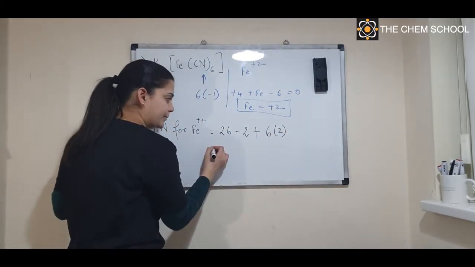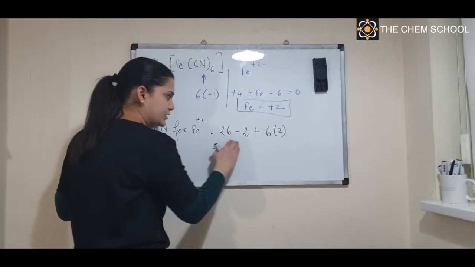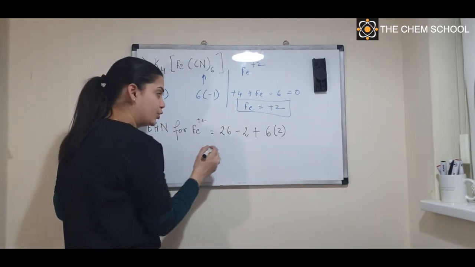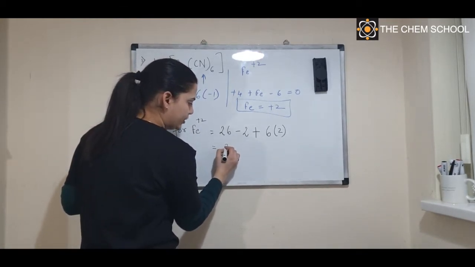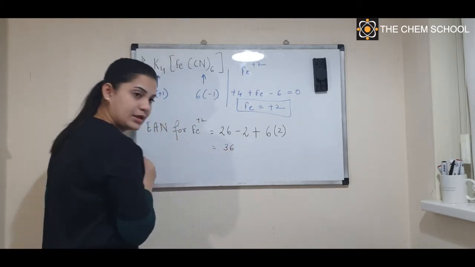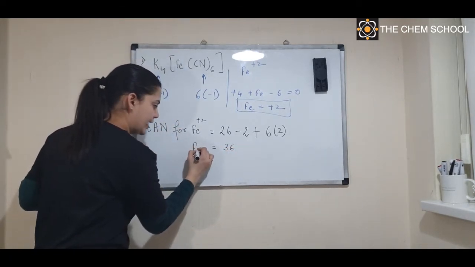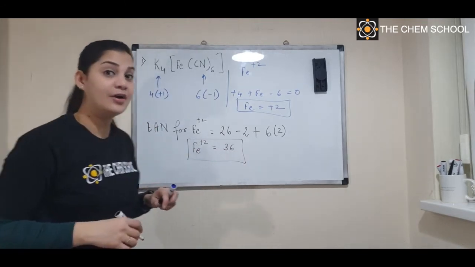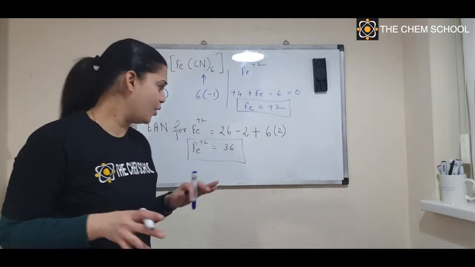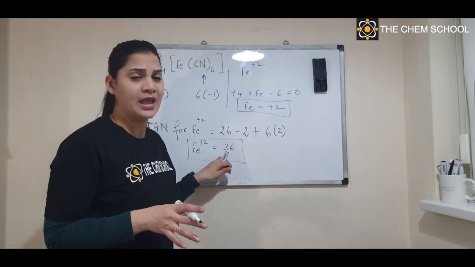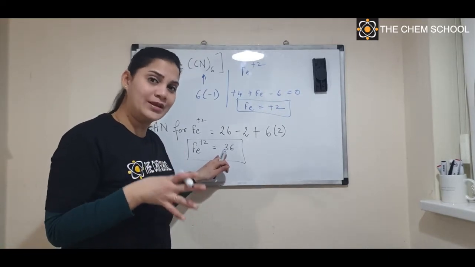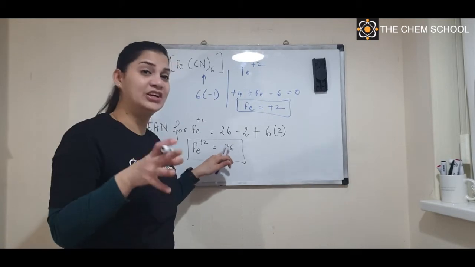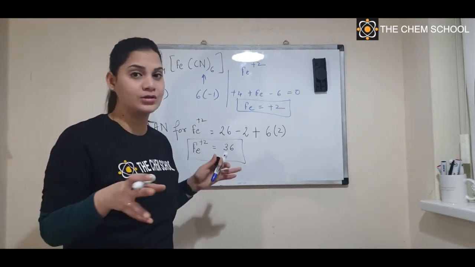So what do you get? If you just add and subtract all those things, what you're going to get is nothing but 36. Is this clear? So in Fe plus 2, the number of EAN is nothing but 36. What can you make out from this number? If you look carefully, you can see that now Fe has a total of 36 electrons across it, right?